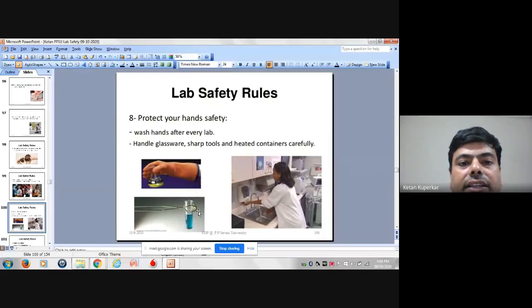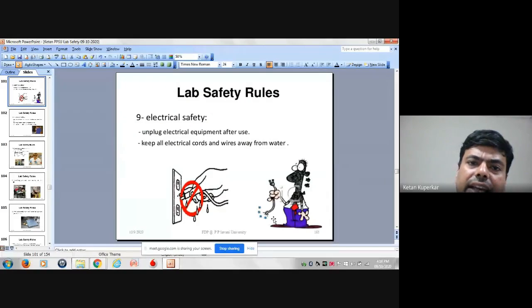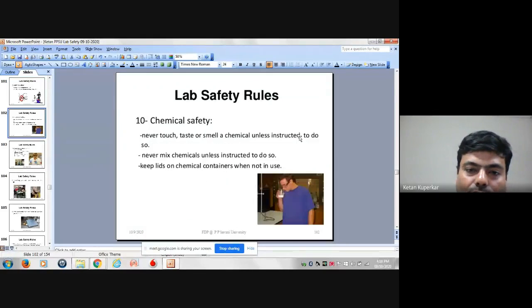In addition to this, protect your hands and in every way wash your hands thoroughly. Handle all glassware wearing gloves, probably nitrile gloves, and have a practice of using tongs to handle the glassware. So these are a few of the laboratory safety rules. In addition, for electrical safety, do not plug in or plug out when you're wet, and make sure it is kept away from water.